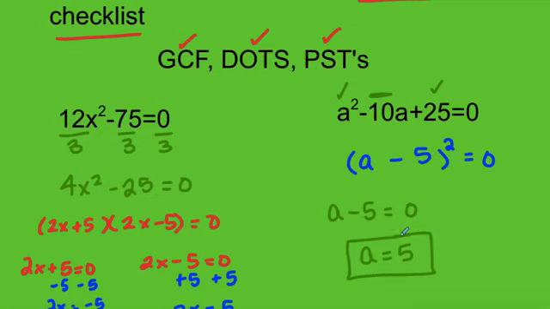All right, guys, so that's a quick way to solve using the zero product property and factoring.